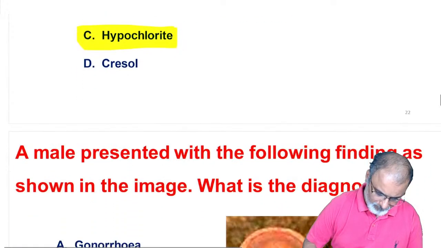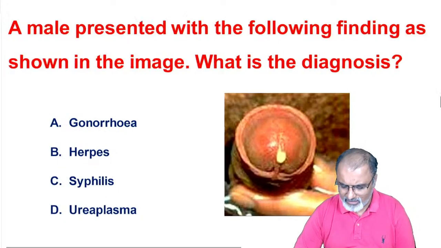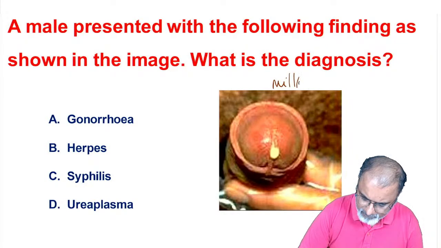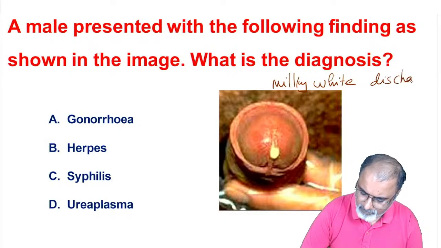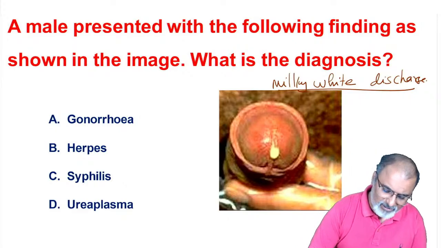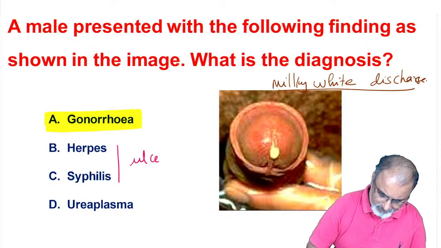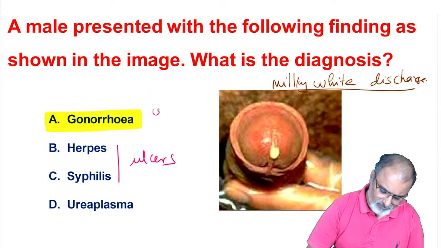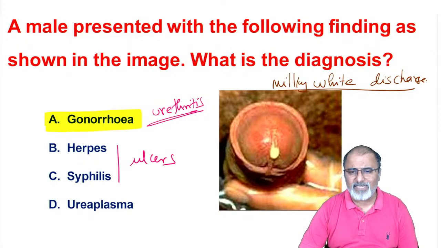Next is, a male presents with the following finding as shown in the image. What is the diagnosis? See, milky white discharge, that's the point. Milky white discharge is nothing but gonorrhea, gonococci. Because herpes and syphilis produce ulcers. This is called urethritis. Gonococcal urethritis: milky white discharge, dysuria, pain, everything.